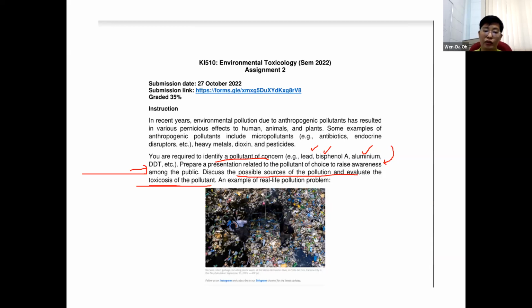And then after that, you look into the toxicosis. What is the effect of this mercury to humans? Okay, and if you don't want to look into the effects to humans, you can look into the effects to plants, effects to animals, and so on, right? So download it and look at the instructions. And if you have any doubts, just let me know. I will try to clear your doubts.